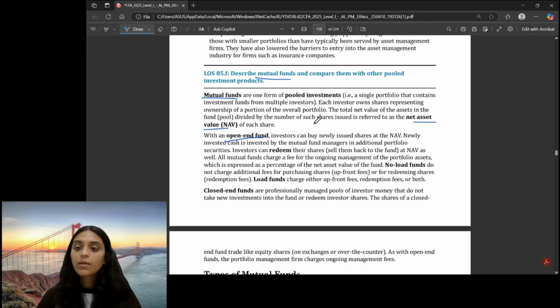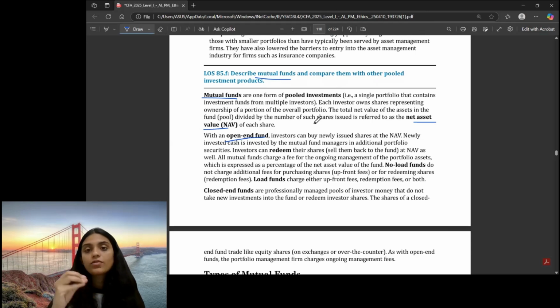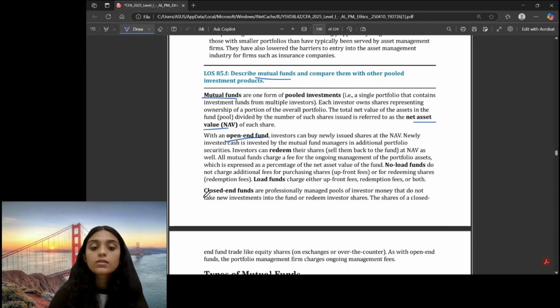Open end fund is a type of mutual fund where you can buy or sell the shares at any time you want. There is no restriction on the time horizon for the shares that you have invested in. We go to next, that is close end funds. What is close end funds?